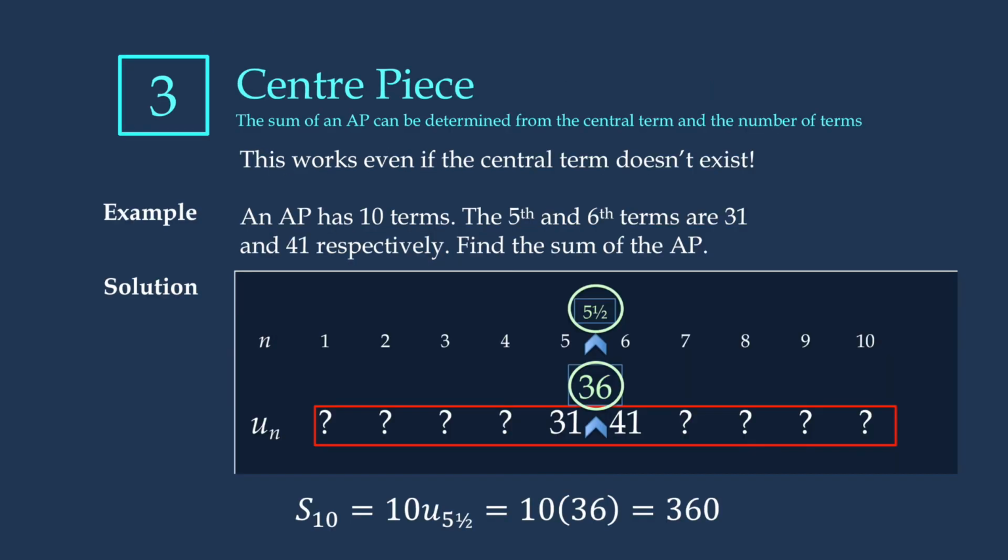What is interesting is that this method works even if the central term doesn't exist. This is the case if the AP has an even number of terms. For example, if there are 10 terms, where the fifth term is 31 and the sixth term is 41, the virtual middle term is in position 5.5. The value of this middle term is the average of the fifth and sixth terms, which is 36. Since there are 10 terms, the sum is 10 times 36 equals 360.